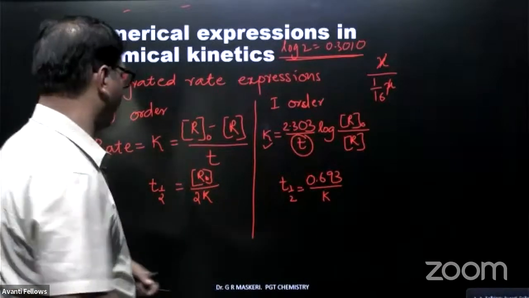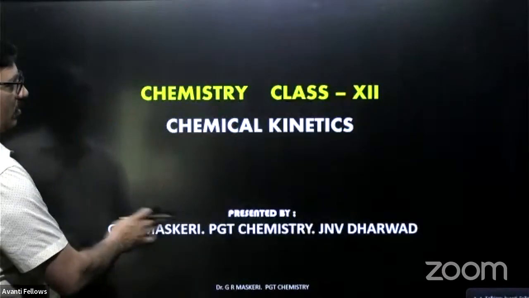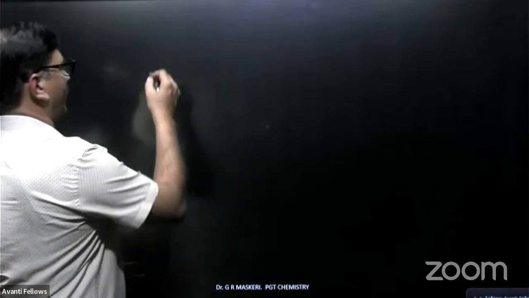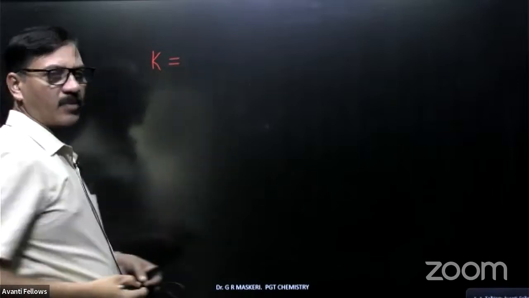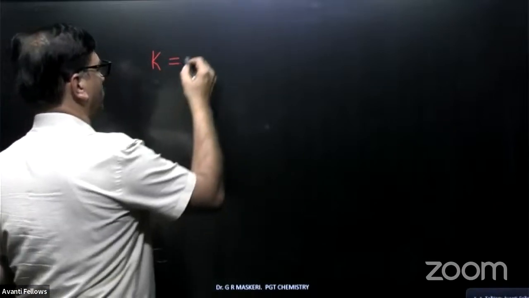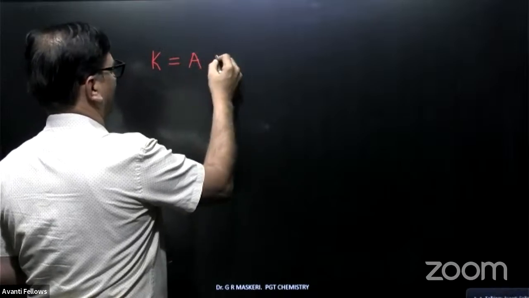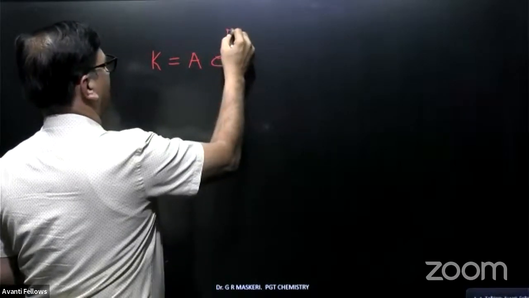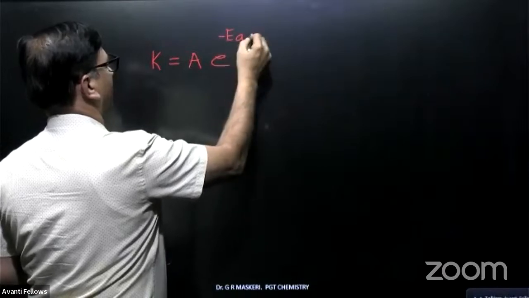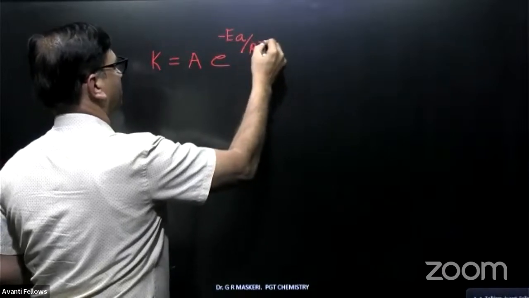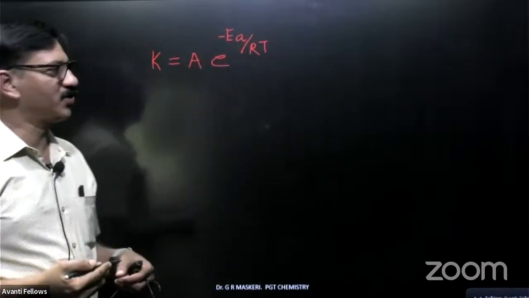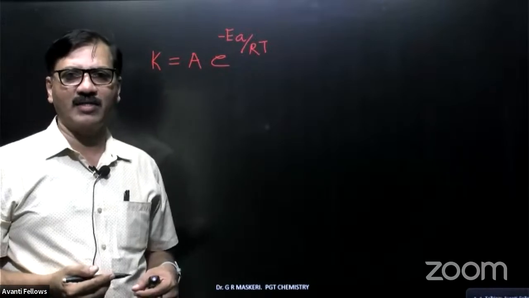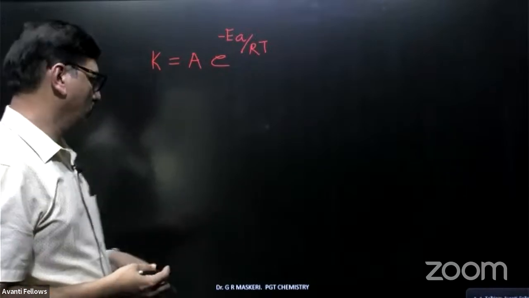Now, another expression that I was talking about is the Arrhenius equation. In the Arrhenius equation, K is related to the frequency factor A, and this is e to the power minus EA divided by RT. EA refers to activation energy, R is the gas constant, and T is the temperature, right?